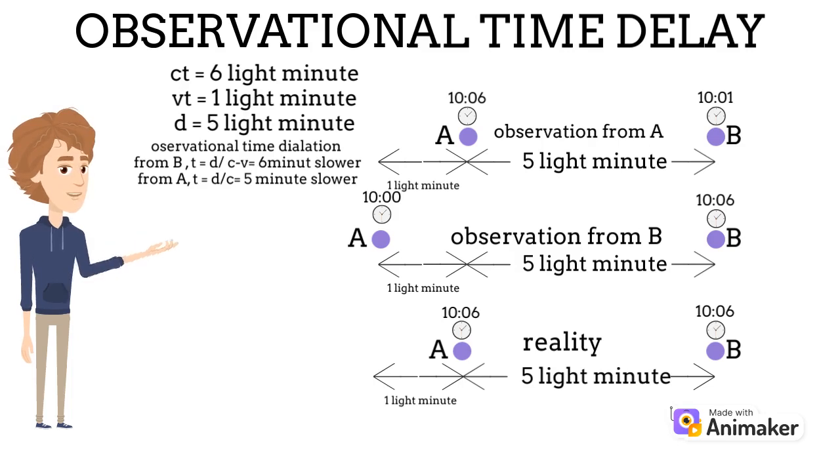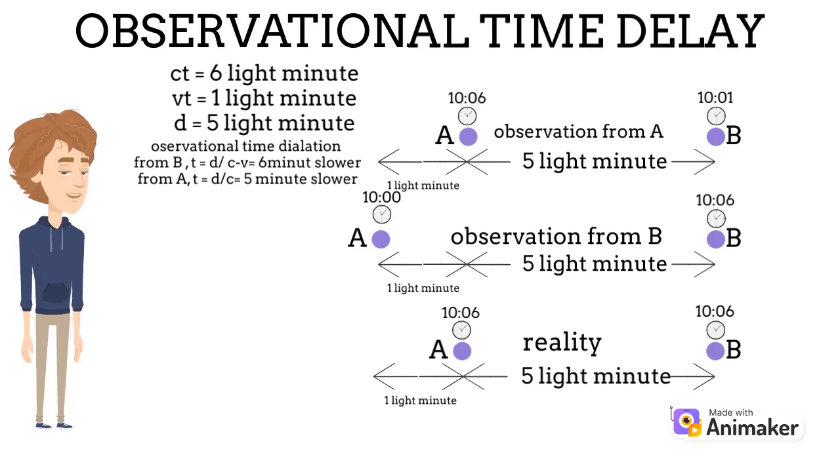When observed from A, B is at its real position because B is not moving. But time is not real. Time on A is 10:06, but time on B is 10:01. Now I think you got the effect of motion in observational time delay. We couldn't observe the real position and time of an object in motion due to observational time delay.